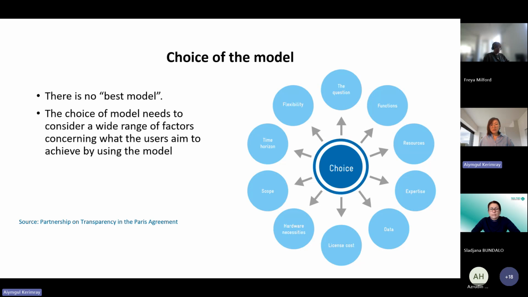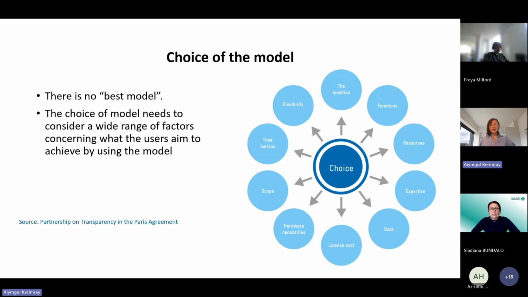And there is no single model that can be perfect, and the choice of the model depends on several criteria. For example, what is the question that we would like to get an answer to? What is the functionality that we need? What are the available resources? Do we have resources for license purchase? What is the available team? How many people will be working on this model? Because some models might require bigger teams, and for some models it could be enough for one person to develop the tool.